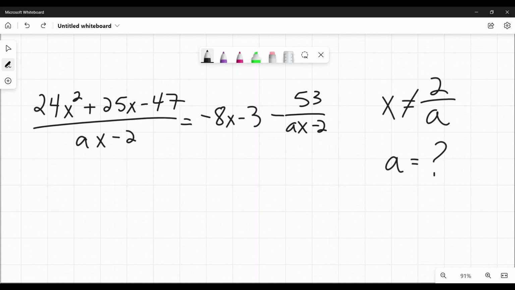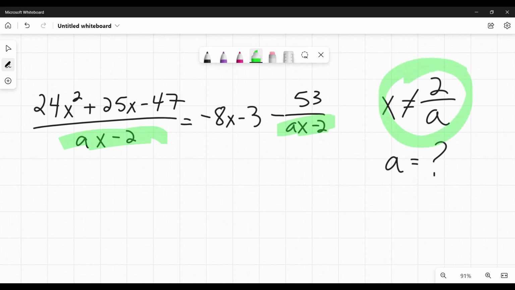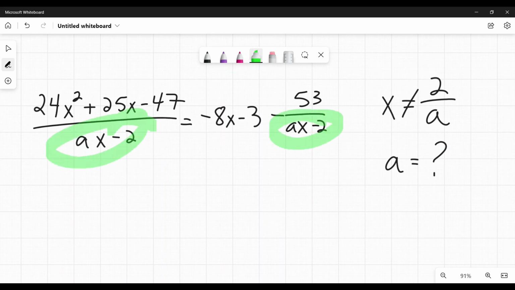Okay, so this first part over here, x does not equal 2 over a. All that's telling you is you can't have 0 in the bottom. Because if x were equal to 2 divided by a, you're going to get a 0 in the denominator. So that's out of the question. Now, where do we start with this monster?